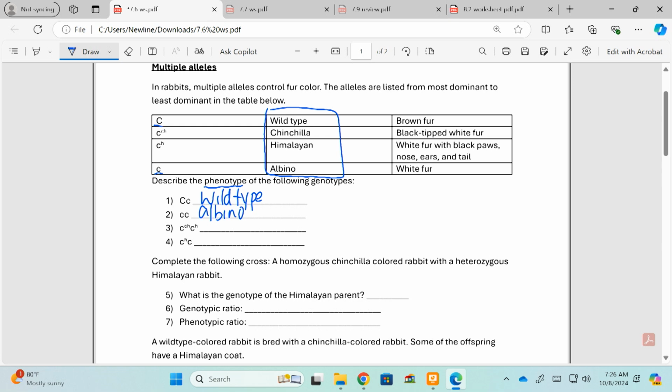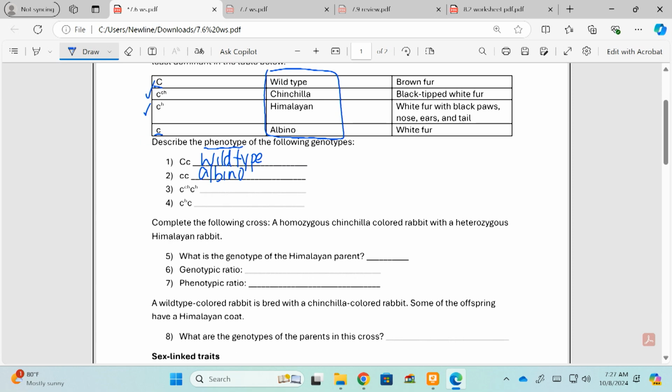So the next one is C, CH. I know those are kind of confusing, but what's going on here is this first allele is the chinchilla, and the second allele is for the Himalayan. So we have to decide which one of those is going to show. Remember that the top part of the table is the most dominant, and as we go down, they get less and less dominant. Because I see that C is above CH, the color for this rabbit is going to be chinchilla.